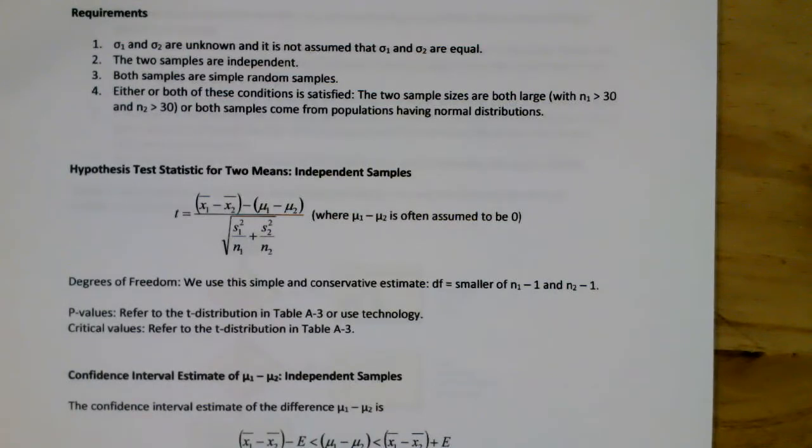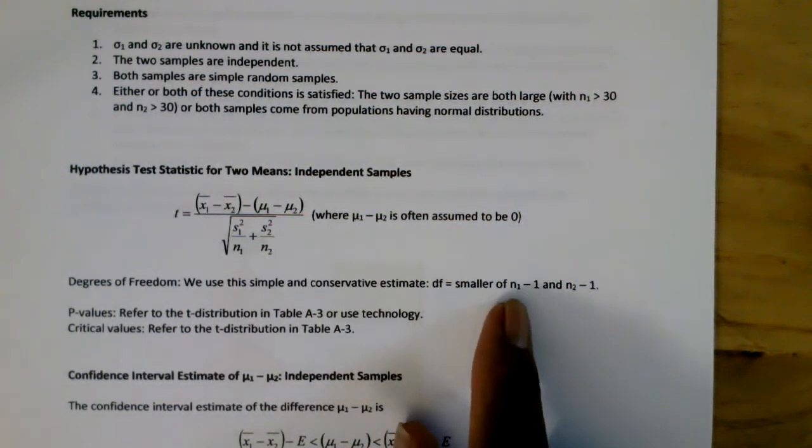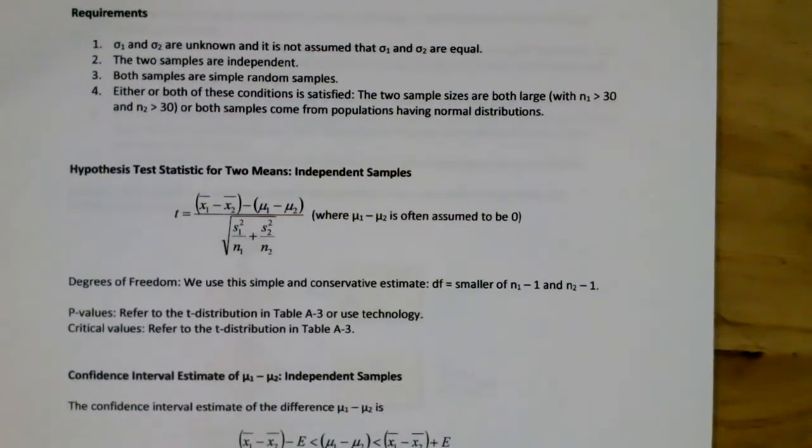Degrees of freedom is this. We use a simple and conservative estimate, where the degrees of freedom will be the smaller of N1 minus 1 and N2 minus 1. For p-values, we can use table A-3, which is the t-distribution, or we can use technology. Mainly, we'll use the TI-84 Plus calculator. Critical values can be found from the t-distribution in table A-3.